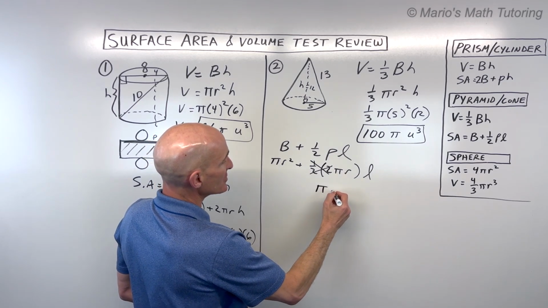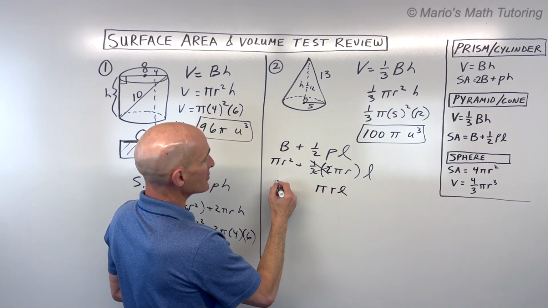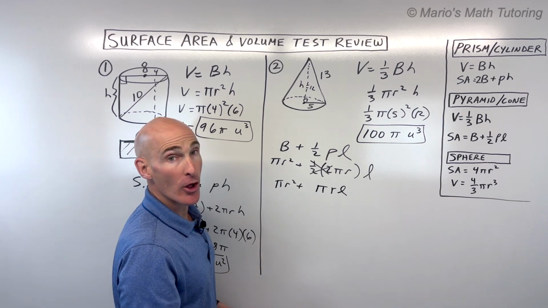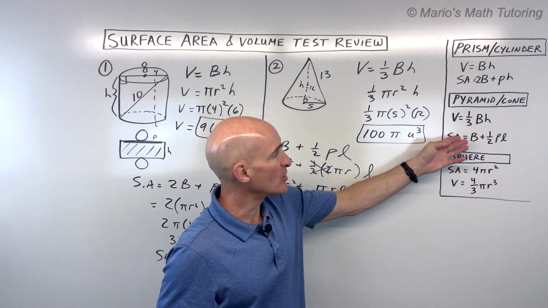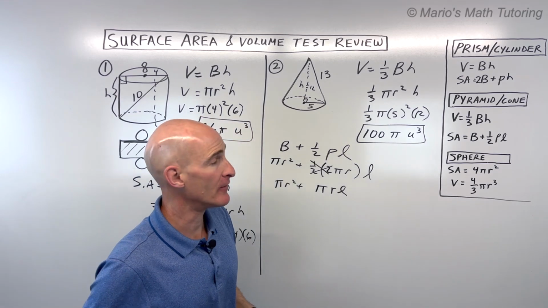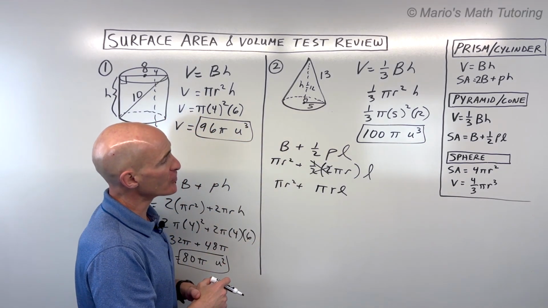So this formula actually simplifies down to pi r squared plus pi r l, but I like to just memorize the general formula, less to memorize, and then you can put in the sub formula and customize it to the particular figure you're working with.